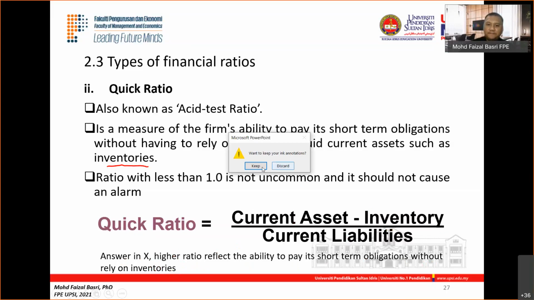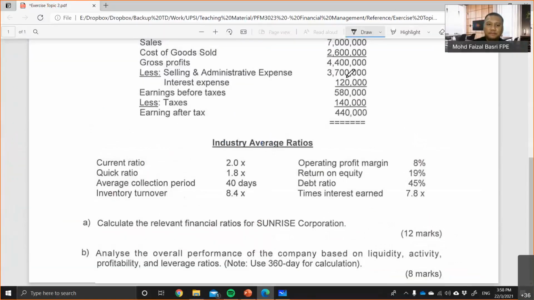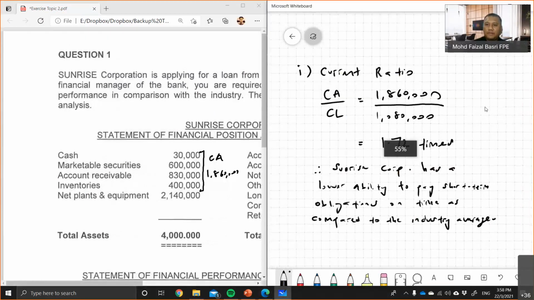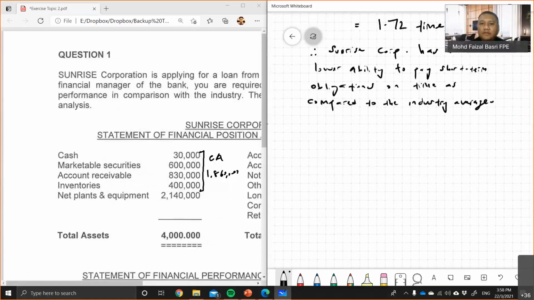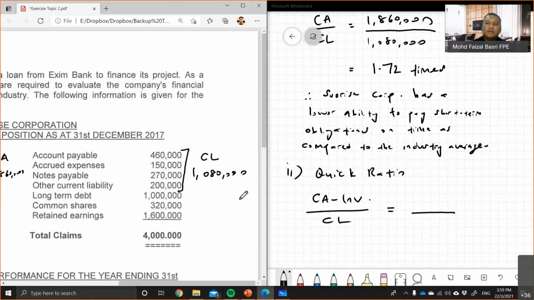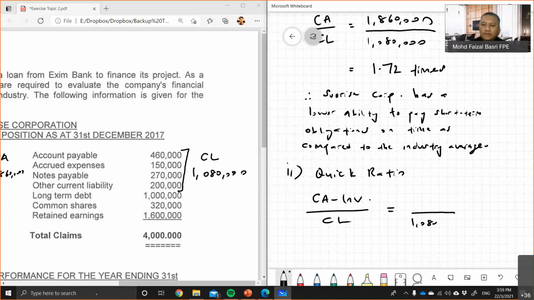Okay, so if we go back to this question again, ni tadi. If you recall, this current assets includes inventories worth 400,000. So if you want to calculate quick ratio, it will be current assets minus inventory divided by current liabilities. Our current liabilities will be the same as before, current liabilities yang last ni tadi on this side will remain the same, 1080. So you don't have to calculate one more time. Just plug the figure just because it's the same.